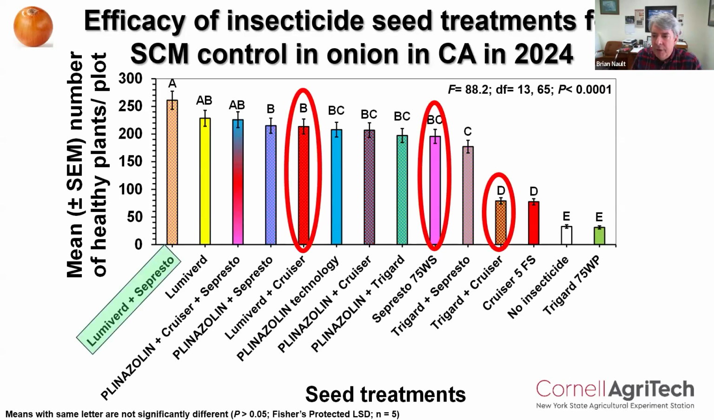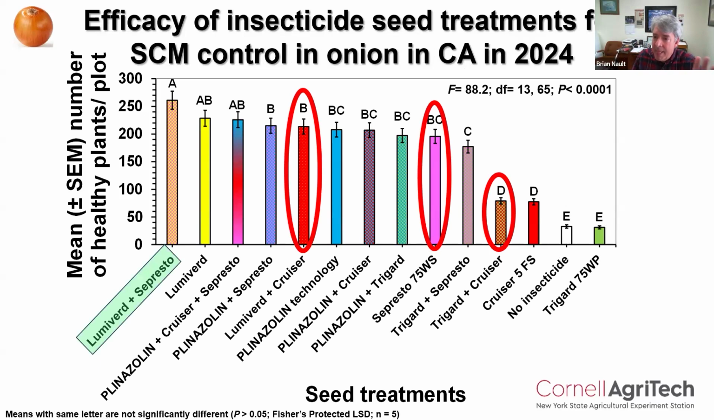So here we go. First, the results from California in 2024. Remember, the taller the bar, the better the control of maggots. If we look at the far right, we see no insecticide control had very few plants standing, which indicates that there was a very, very high pressure of seed corn maggot.